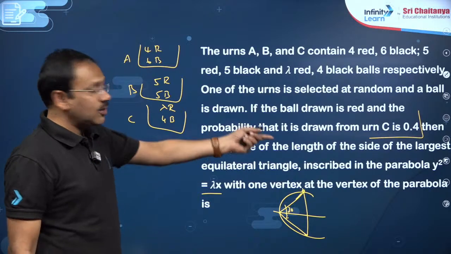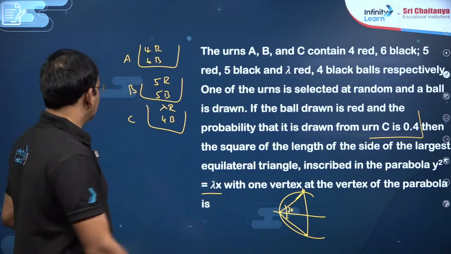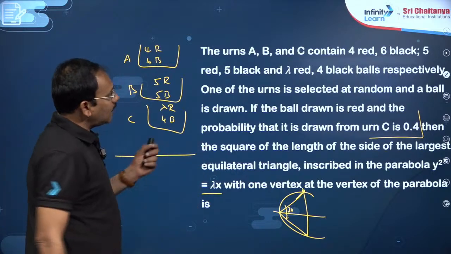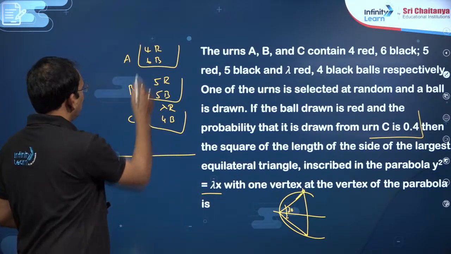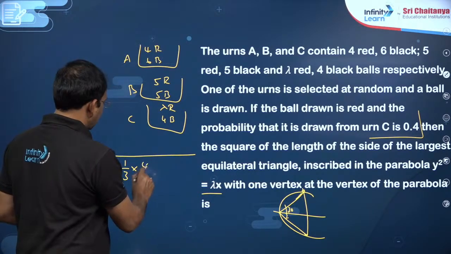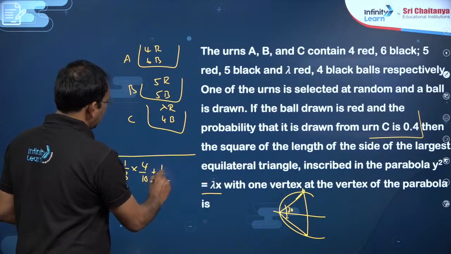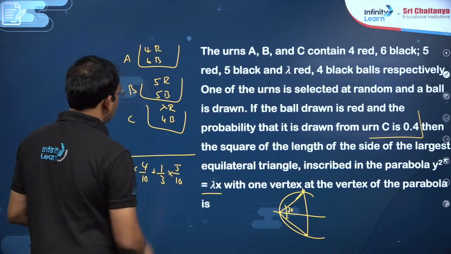So, first you try to find lambda, my dear friends, I mean to say apply Bayes theorem. So, first of all, one ball is to be selected, that ball is to be red. So, first on selection 1 by 3, it should be red in the sense 4 by 10, plus second on selection 1 by 3, it should be red means 5 by 10.